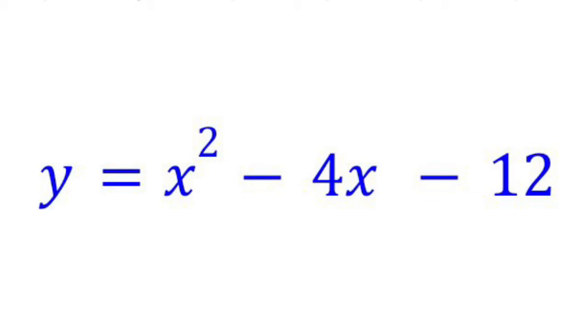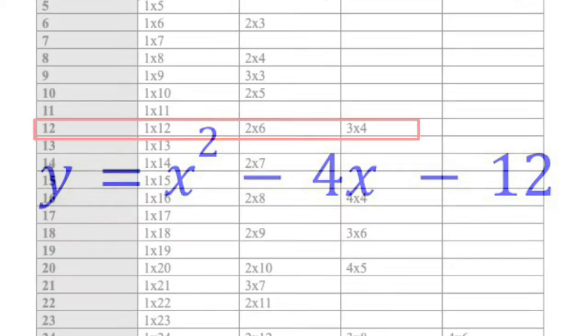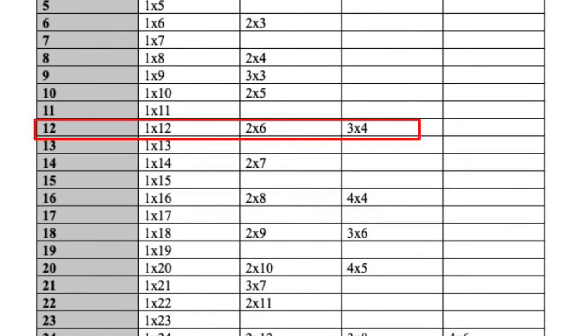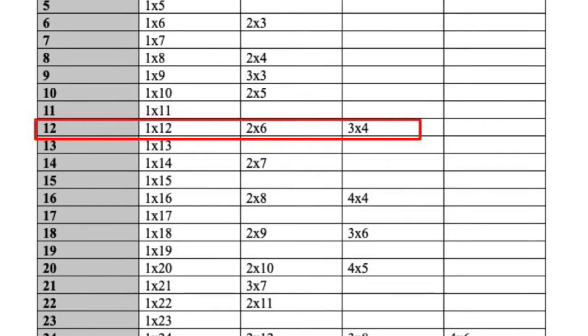The last question we're going to do together for assignment number 4 is this one. And it's tougher because there are negatives. Y is equal to x squared minus 4x minus 12. So whether it's minus 12 or plus 12, I still need to go to my chart and I need to look at the options for 12.